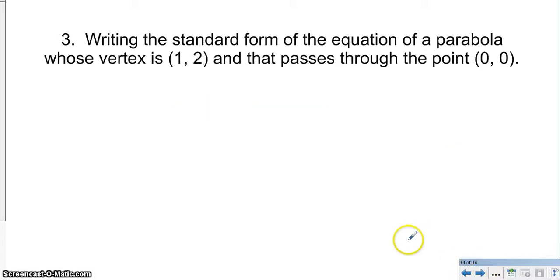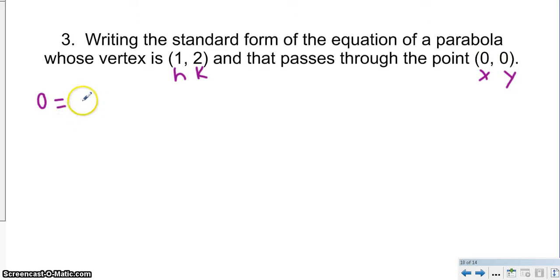And let me just show you an example of number 3 here. So number 3, it says, writing the standard form of the equation of a parabola whose vertex is 1, 2, and that passes through the point 0, 0. Now, technically, you actually did this already on your test. Basically, what you need to do is find an a value, and then once you find that a value, you can put it into vertex form and then expand it out into standard form. So if you have, actually, let me label these first. So you have h and k here, and you have x and y here.